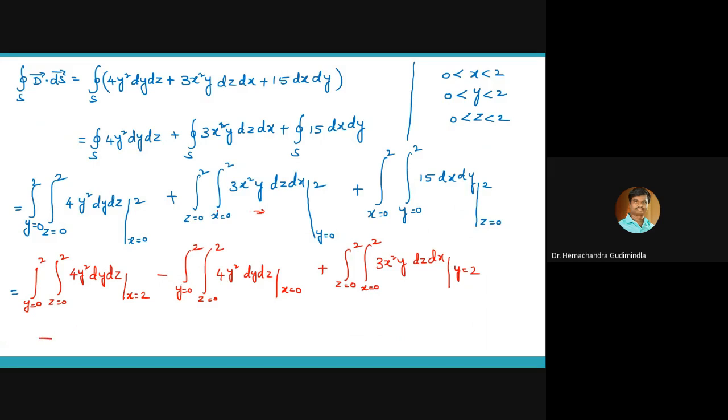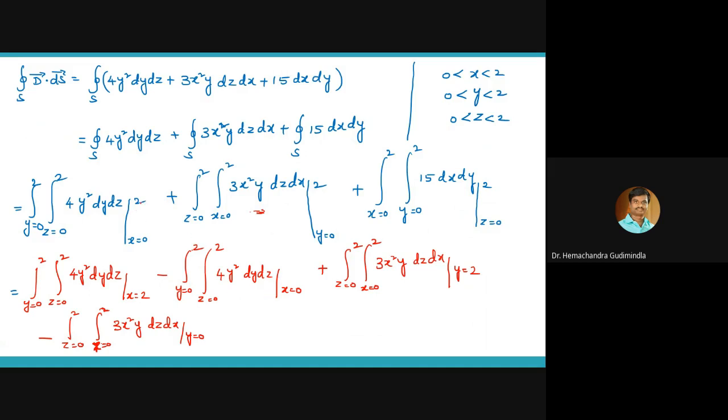Same story, we need to write it here. That means integral over z equals 0 to 2, integral x equals 0 to 2, 3x square y dz dx where y equals 0. I am just splitting each term into two subterms.